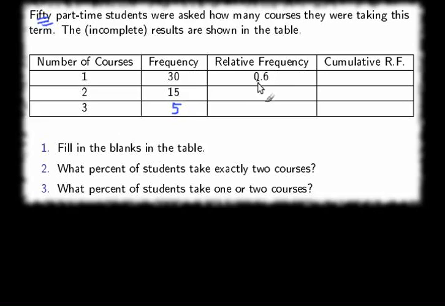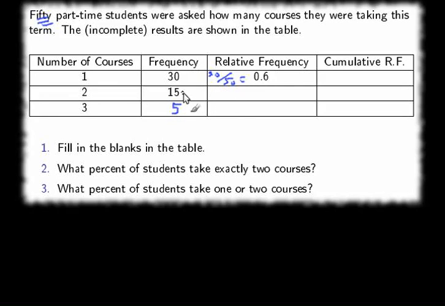And the relative frequency is the proportion of people who answered each one of these numbers. So a frequency of 30 gives you a relative frequency of 30/50ths. So we divide 30 by 50, and that's where the 0.6 comes from.